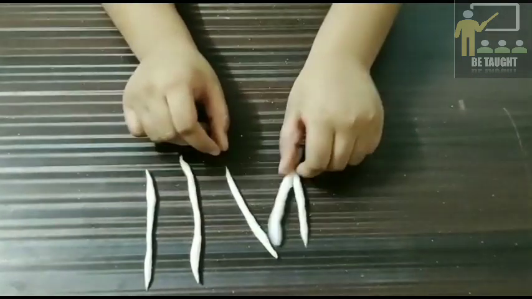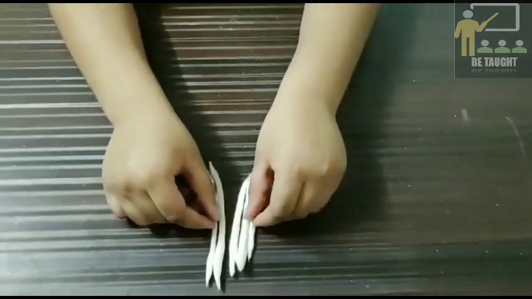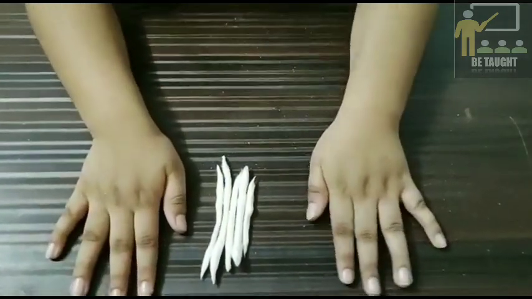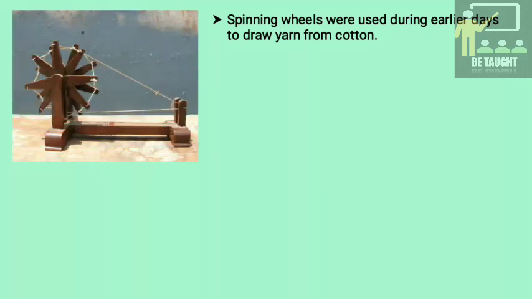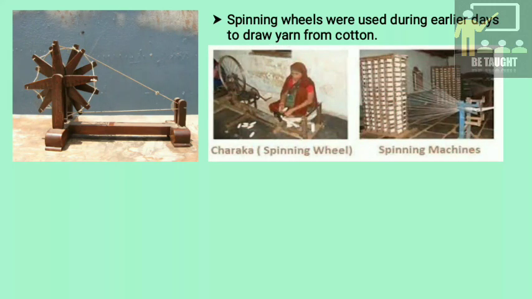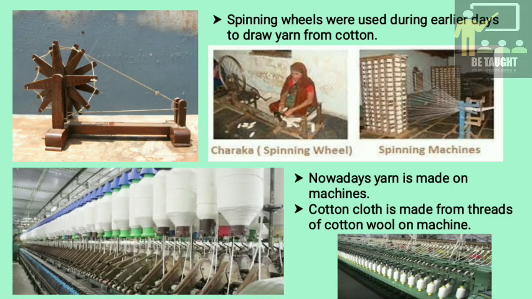This can be used for lighting of lamps or diyas. So spinning wheels were used during earlier days to draw yarn from cotton. Nowadays, yarn is made on machines. Cotton cloth is made from threads of cotton wool on machine.